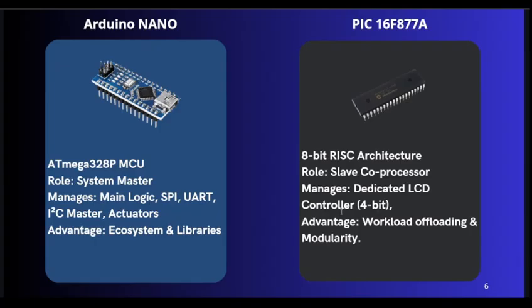Now, let's analyze the key decision of our architecture: the use of two microcontrollers. As the main control unit, we chose the Arduino Nano board. Its ATmega328P microcontroller operating at 16 MHz is more than capable of acting as the system master. The main reason for this choice was its development ecosystem.